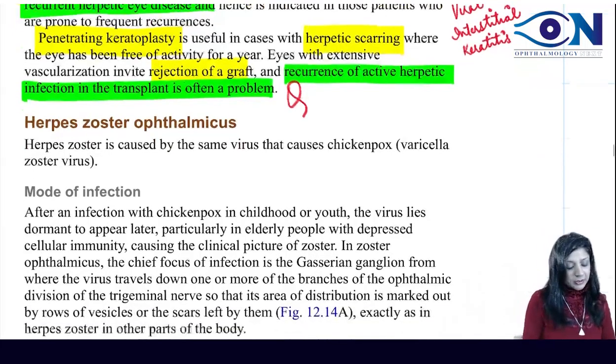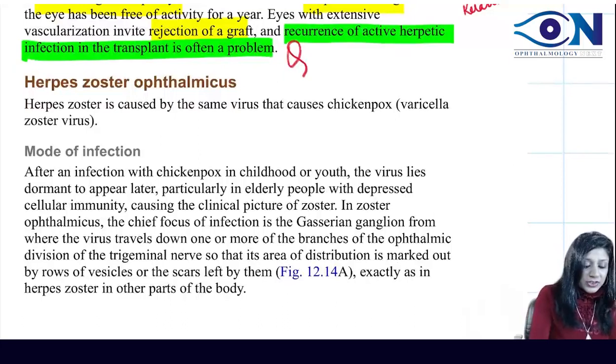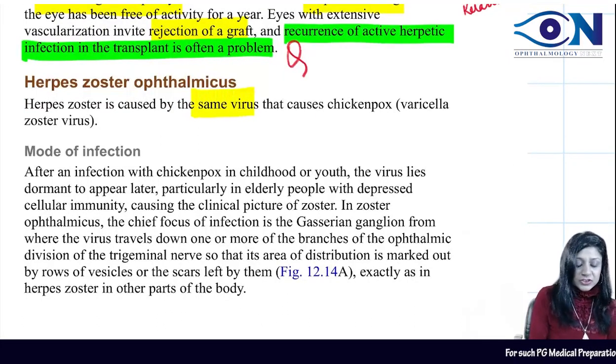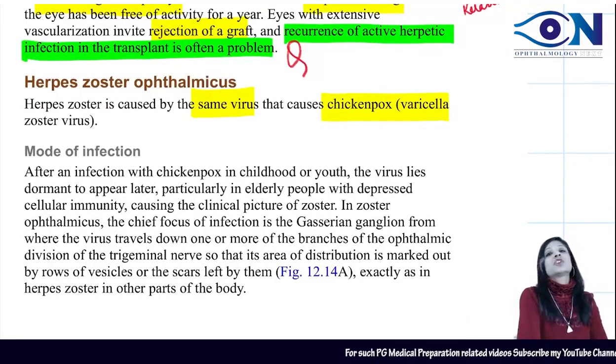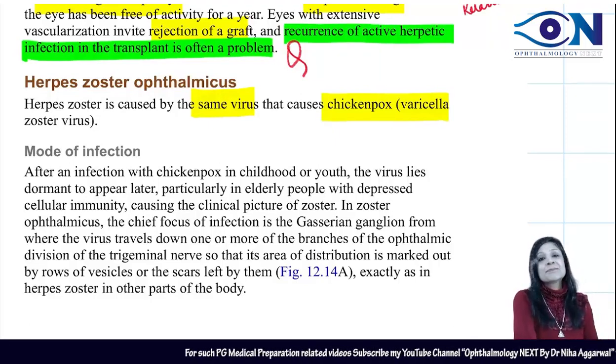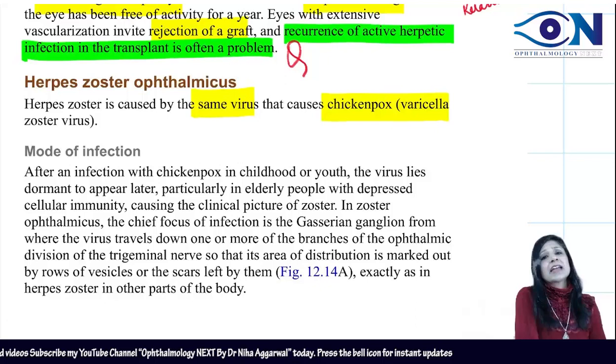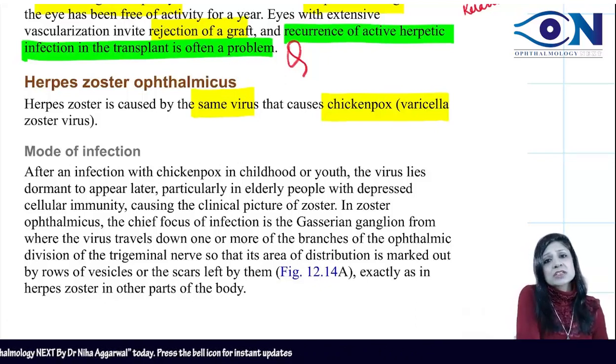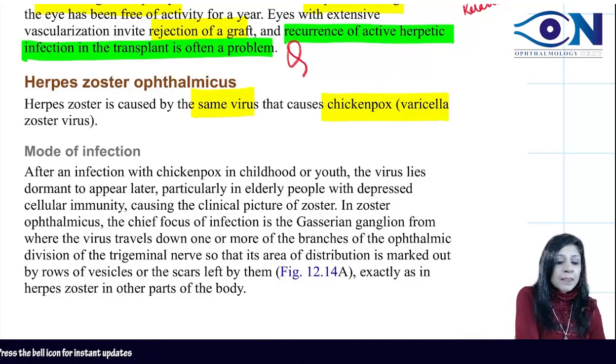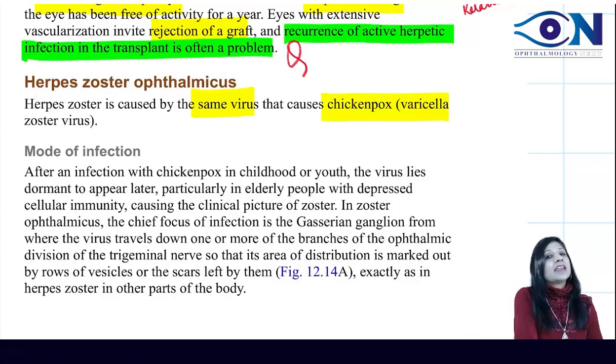Then coming to the herpes zoster. Herpes zoster is caused by the same virus which causes chickenpox, that is varicella zoster virus. Now, varicella zoster virus, when it causes chickenpox, gives you lifelong immunity. It is not recurring. But if this virus is there in the body, it can actually lead to herpes zoster ophthalmicus. So that could be there.